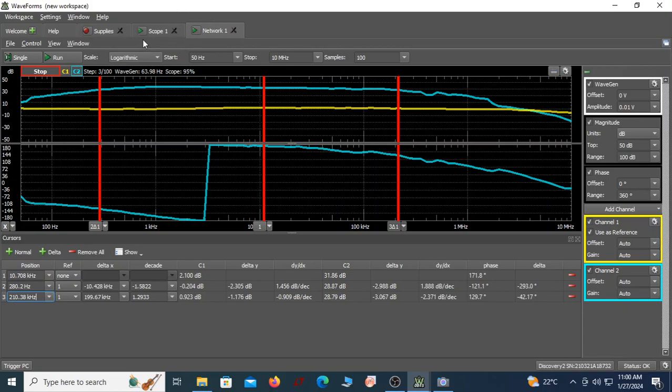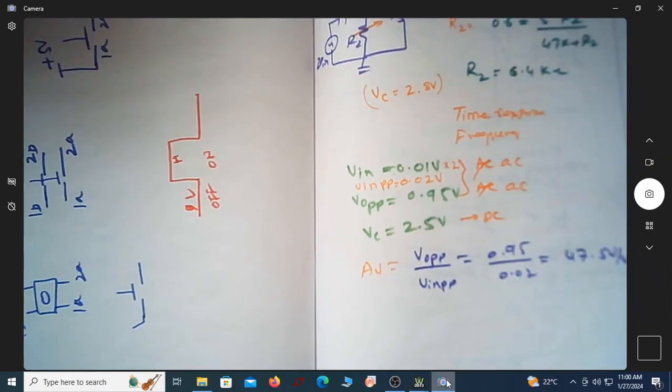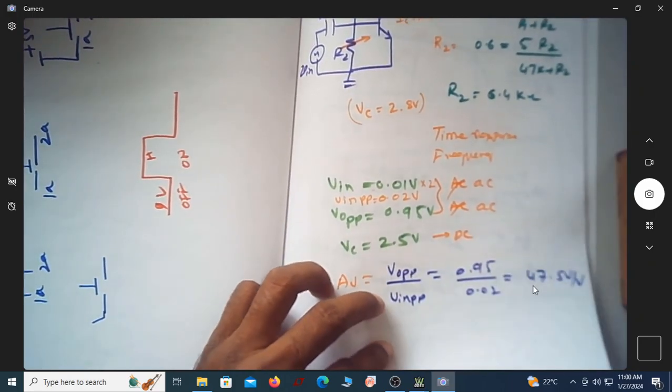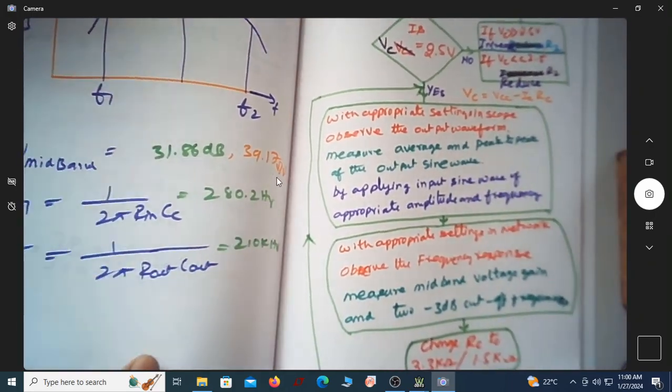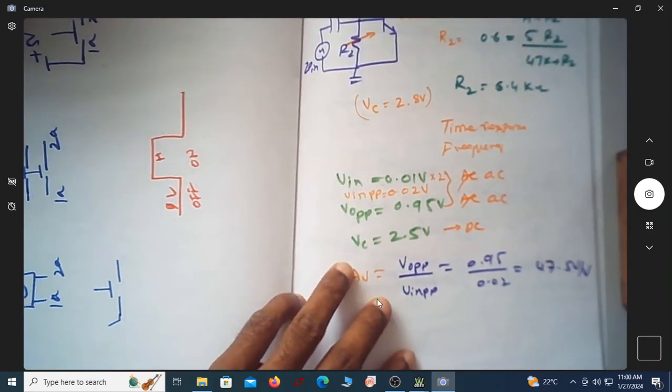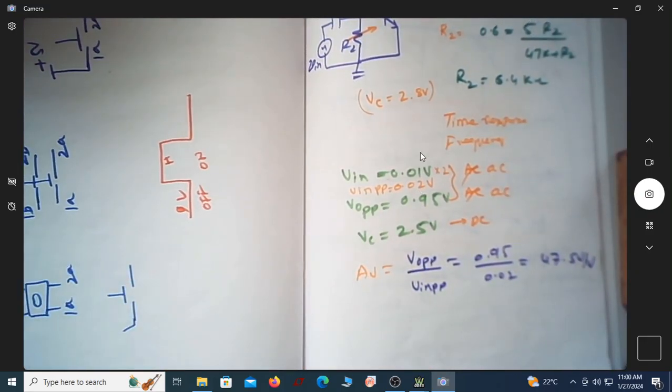We can actually find out what this dB is in ratio. It is 10 to the power of 31.86 by 20, which is actually 39.17 volt per volt. In the time response I got 47. Of course, this amount of error is acceptable. Here I got 47 in time response, and here 39.3. So it's not a huge difference in terms of measurement, and this much is acceptable.